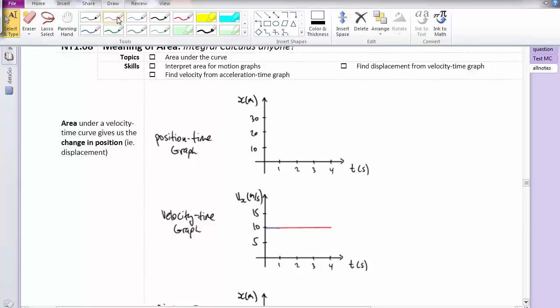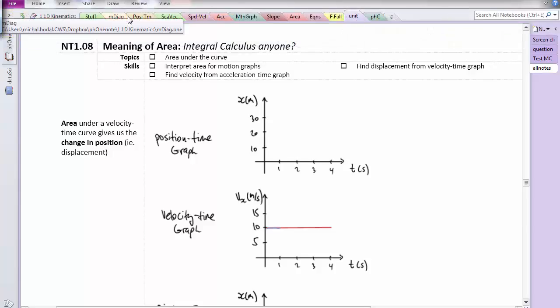In this lesson, we're going to be looking at the meaning of area. You know, from school, you might know that the area of a rectangle, for example, is length times width. And we usually don't associate units or meaning behind this, but in physics, areas have physical meanings, and this is something that we really want to explore here.